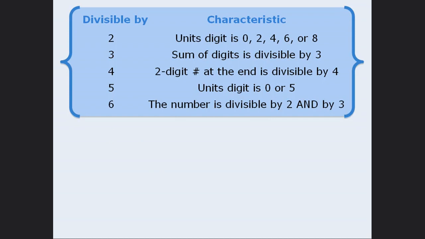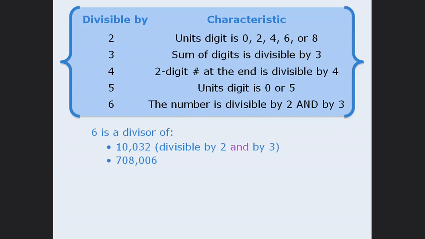If a number is divisible by 6, then that number must be divisible by 2 and by 3. For example, 6 is a divisor of 10,032. We know this because the last digit of this number tells us that the number is divisible by 2, and we also know that this number is divisible by 3 since the sum of its digits is 6, and 6 is divisible by 3. So since 10,032 is divisible by 2 and by 3, we know that it must be divisible by 6.